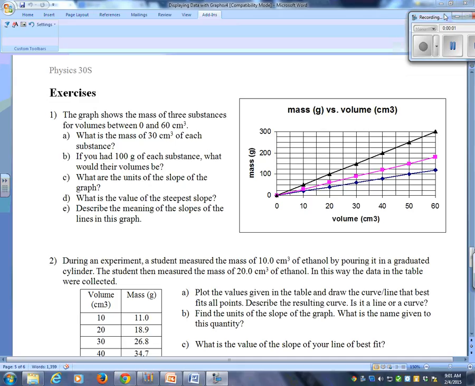All right, let's start again. The graph shows the mass of three substances for volumes between 0 and 60. What is the mass of 30 cubic centimeters of each substance? So we're looking for 30 cubic centimeters.